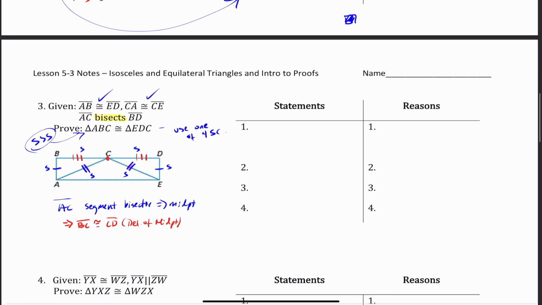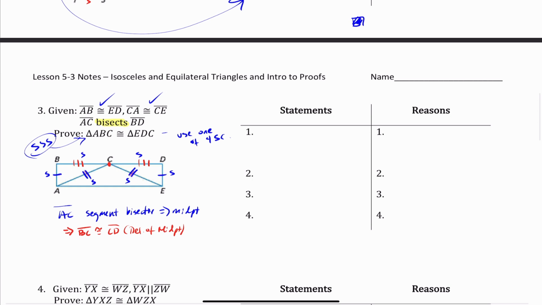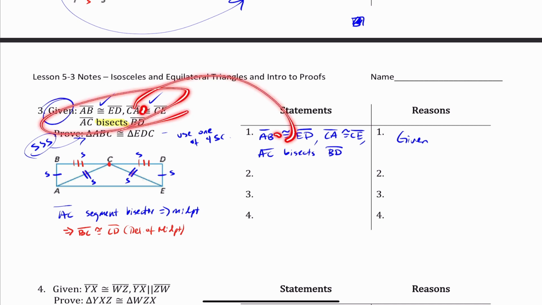And then I am going to go ahead and use my 2-column proofs now. So segment AB is congruent to segment ED. And then segment CA is congruent to segment CE. And then we can't forget that AC bisects segment BD. And all of this is because of my given, right? This is all because you're given this, you write it here, and then you write the reason, given. Freest points ever.